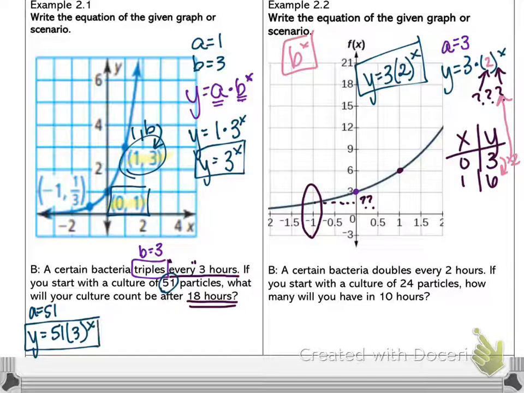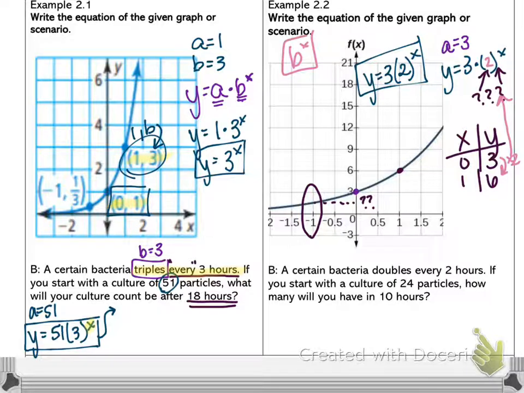So I have this equation. Now I have to plug in my value or my number for hours to get how many particles I should have after this allotted time. So just a quick note, anytime you have time, typically I would say 99.9% of the time, you're going to plug it in for x. Here's the issue though. This triples after every 3 hours, okay? And I'm waiting 18 hours in total.